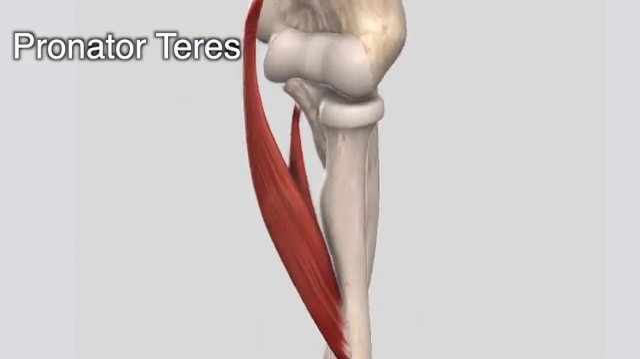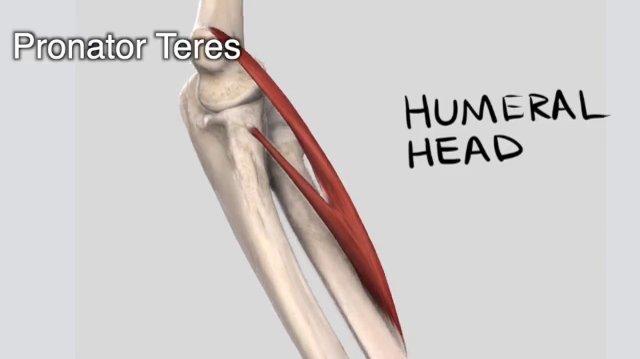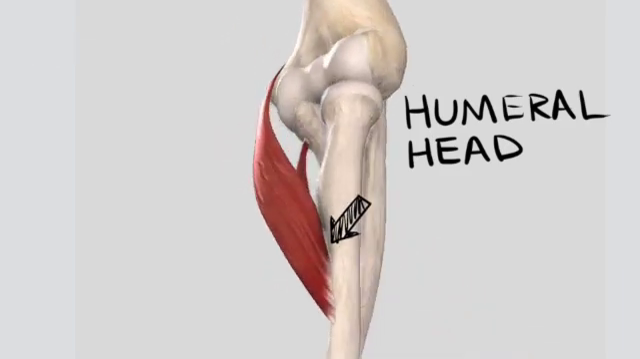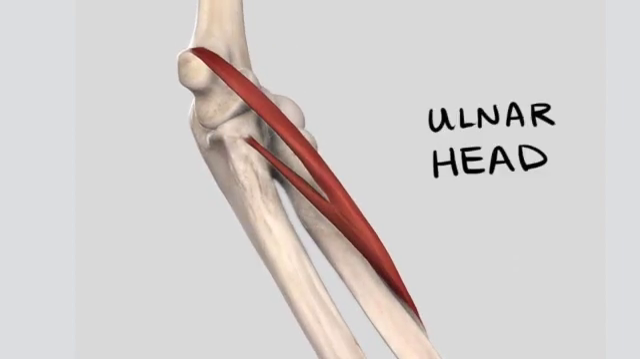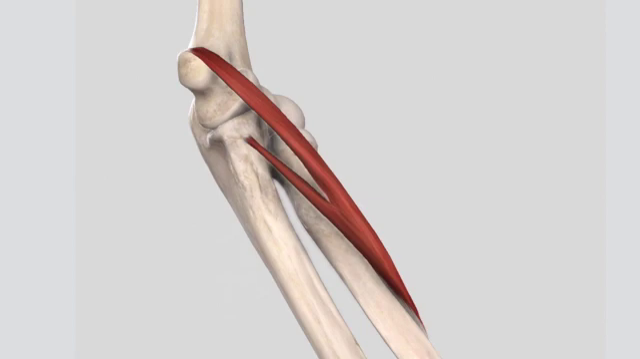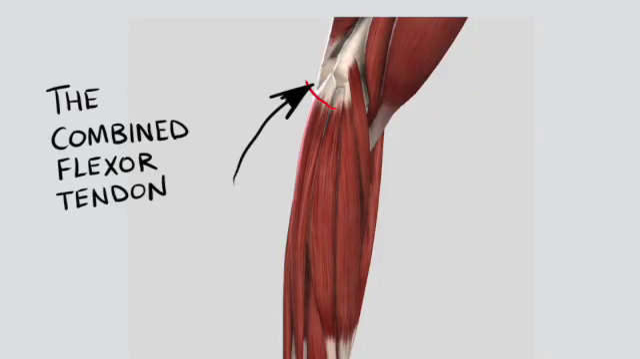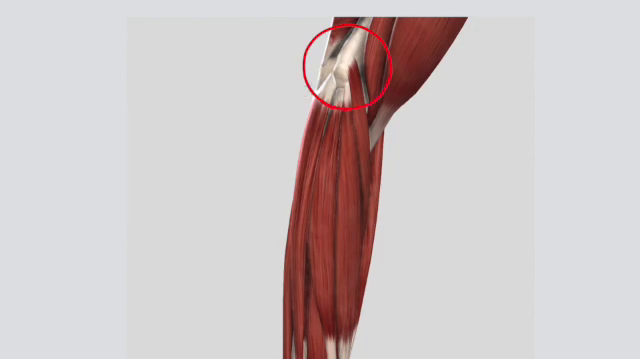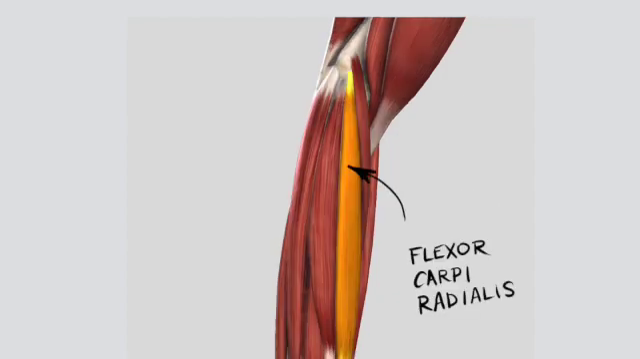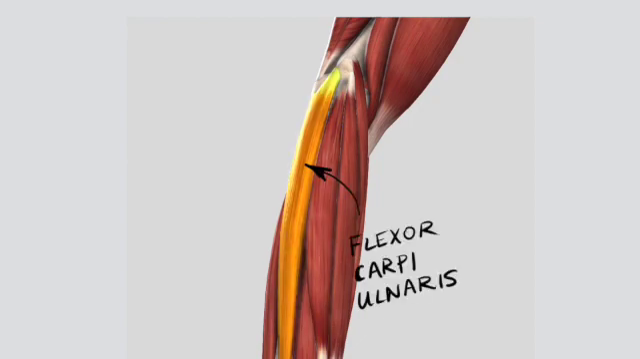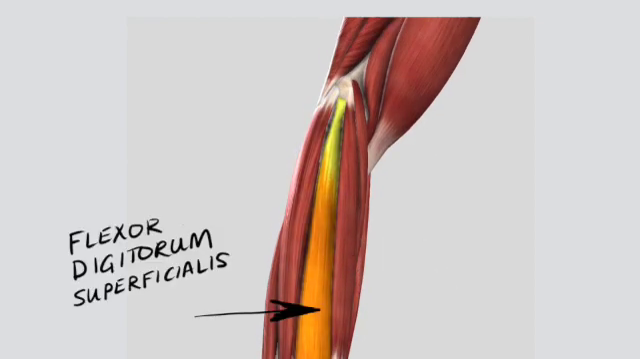Pronator teres. This muscle consists of two heads: a large humeral head, which originates via the common flexor tendon from the medial supracondylar ridge of the humerus and the adjacent antebrachial fascia, and a small ulnar head, which lies deep to the humeral head and originates from the medial aspect of the coronoid process of the ulna. The common flexor tendon is the combined tendon for all five superficial muscles in the anterior compartment of the forearm, which are pronator teres, flexor carpi radialis, palmaris longus, flexor carpi ulnaris, and flexor digitorum superficialis.